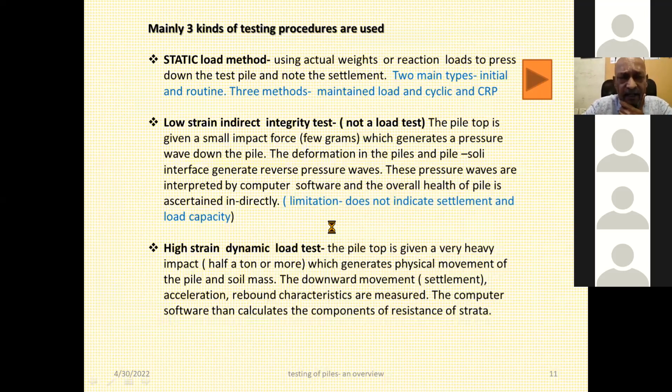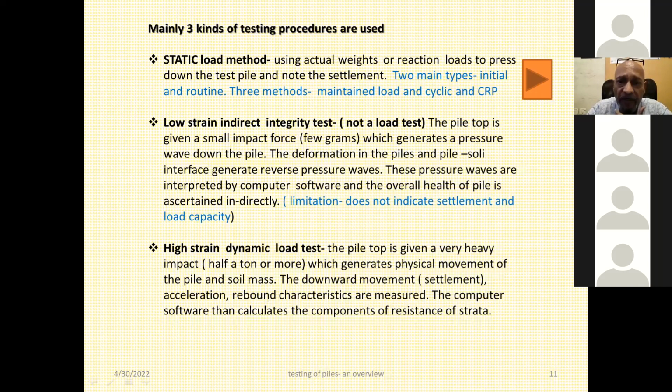So this was the static load method, which I will explain later: the three methods, maintained load, cyclic and CRP. Then another method of testing piles is the low strain indirect integrity test. This is an ultrasonic test. This is very common, very fast, and not much preparation is required. Just the pile top has to be prepared, and being very fast and very cheap, almost 100% of piles are tested this way.